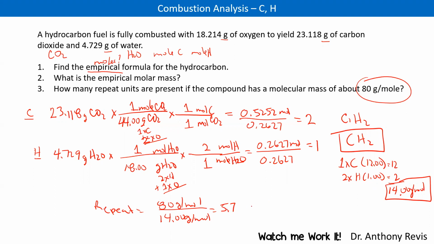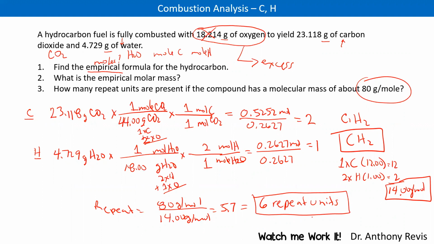Well, we don't use 5.7 because we're talking repeat units. It's always a whole number. Well, it actually could be a large whole number, but in this case, it's a small whole number. So repeat units would be 6 repeat units. So since I have 6 repeat units, the next thing I would do is multiply 6 times this. And if I multiply this times 6, then I will have C6H12 as my molecular formula.